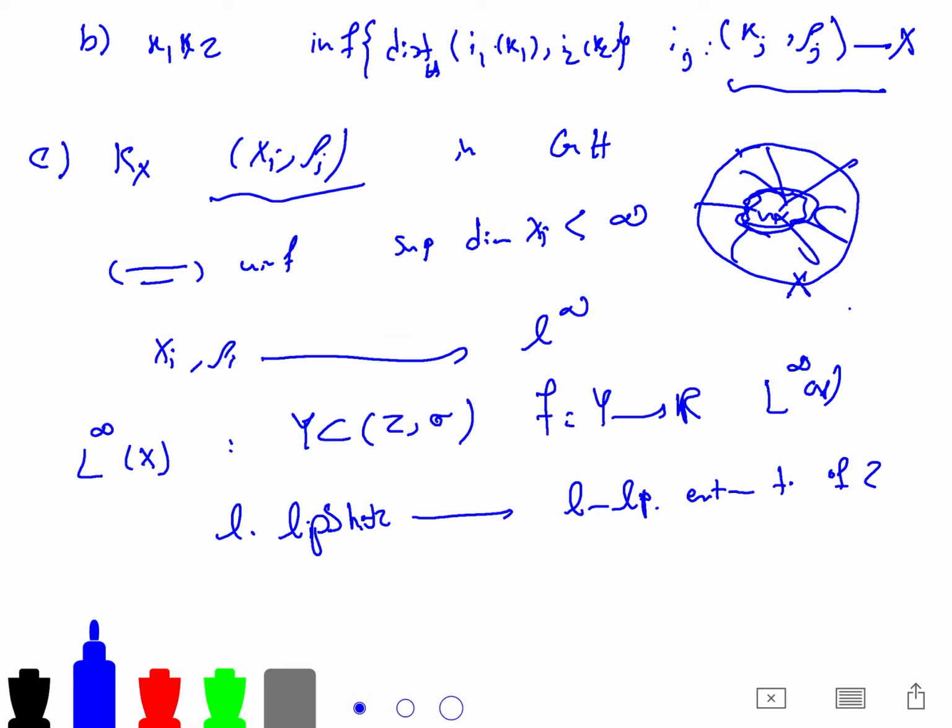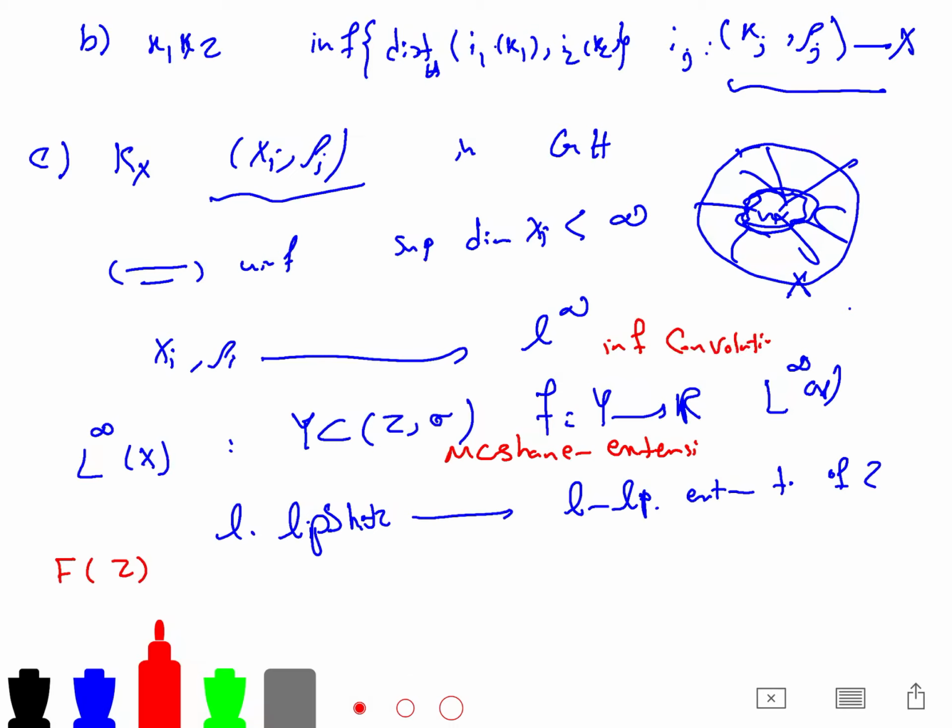This is the idea of functional analysis, and the name of that extension is the McShane extension, and some people call it infimum convolution. So f of z is the infimum of f of y plus L rho of z and y, for all y in Y.